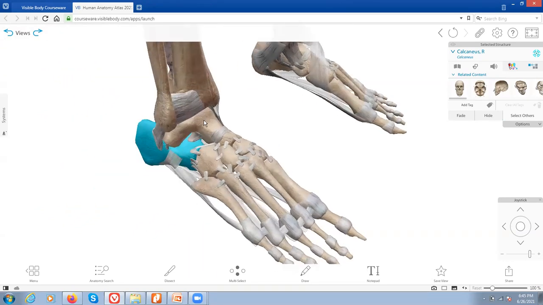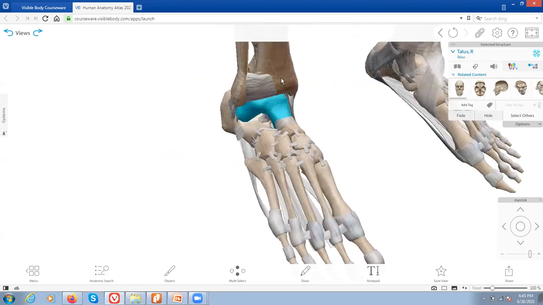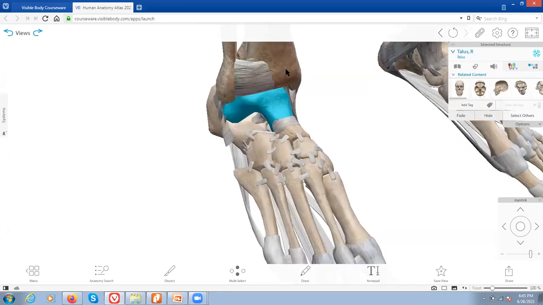The next largest is called the talus, and the talus is the one that physically articulates with the tibia directly above it. So the talus is the only ankle bone that actually touches the tibia. That's where the bending of the ankle occurs. But then behind it, we have the calcaneus, which was your heel.